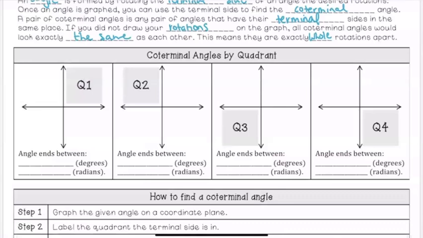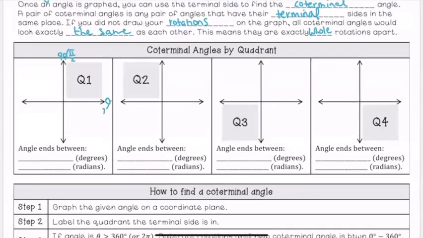Next, right here, we have these pictures to help you out. We're going to label our quadrants here so you can see where coterminal angles stop. Here in quadrant 1, that goes from 0 to 90. 90 is also called pi over 2. And 0 is also a full rotation, so it's 360 and 2 pi, but we're just going to stick with 0 for now. It says angle between 0 and 90, or 0 and pi over 2.